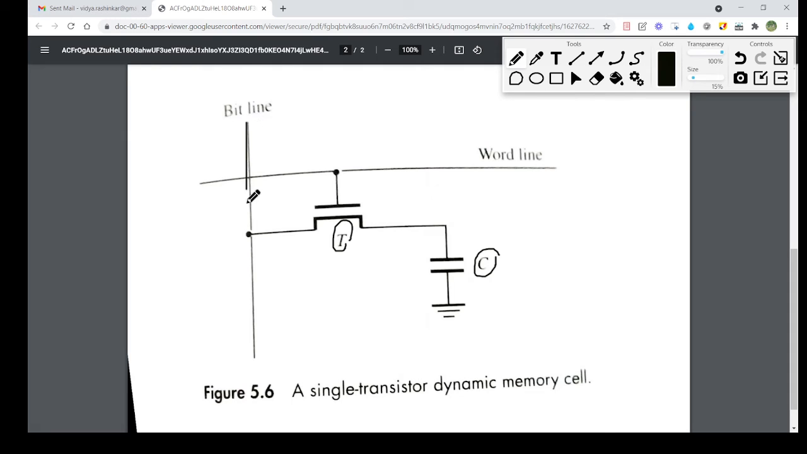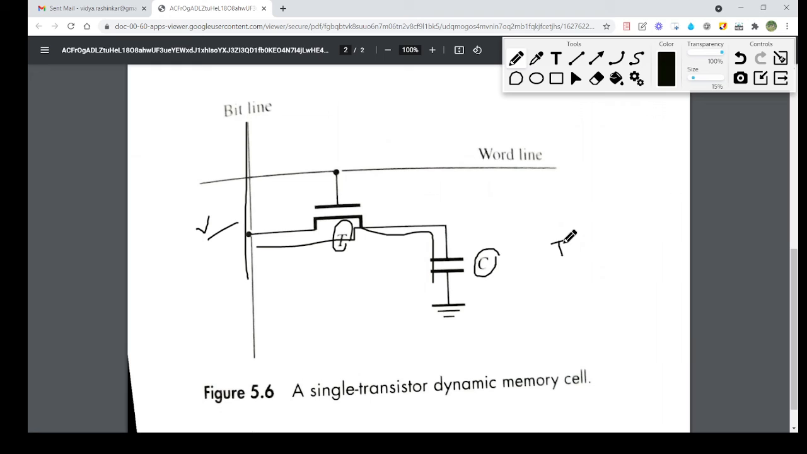So to this bit line, if we pass some voltage, then when this transistor is on, that charge is passed to the capacitor. So the charge is stored in the capacitor, and this capacitor is going to tell whether this cell is in one state or zero state.